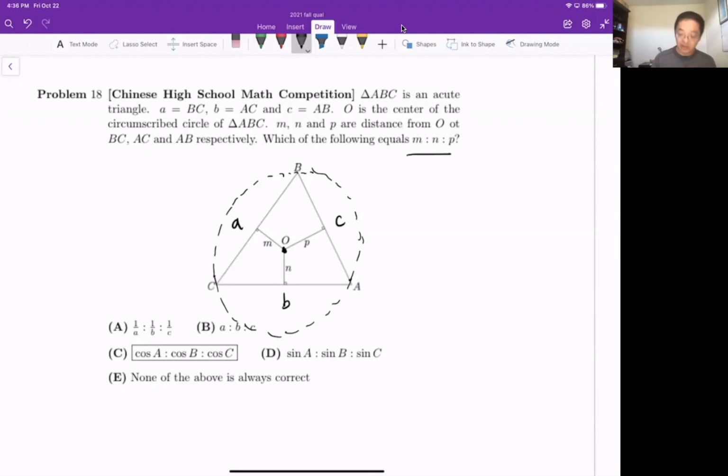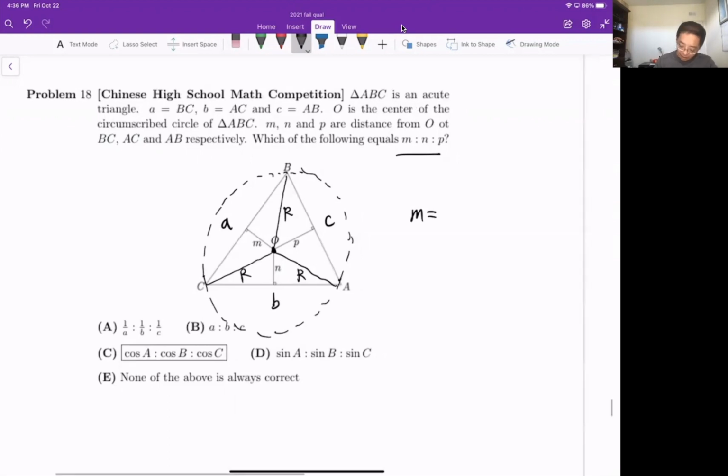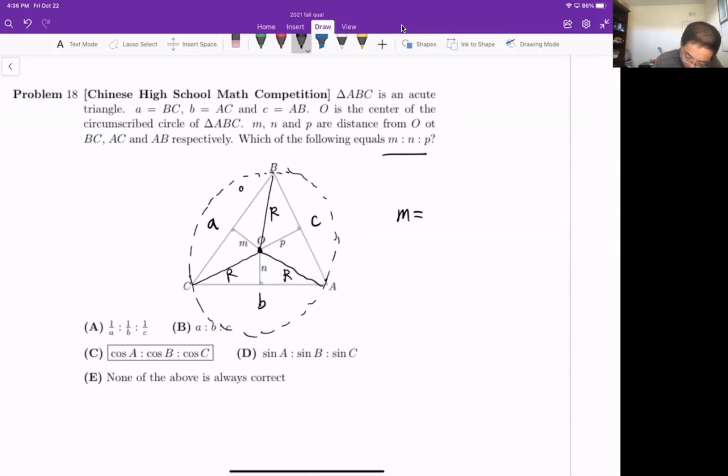What we need to find is the ratio between these three things. All right. Now we just use the Pythagorean theorem. Let's write out, so what's N? Let's connect OB, OC, and OA. This is R. So R is the radius of this circumscribed circle. Okay. So then we have N. This will just be A over 2. What is N? N is the square root of R squared minus A squared over 4, right?